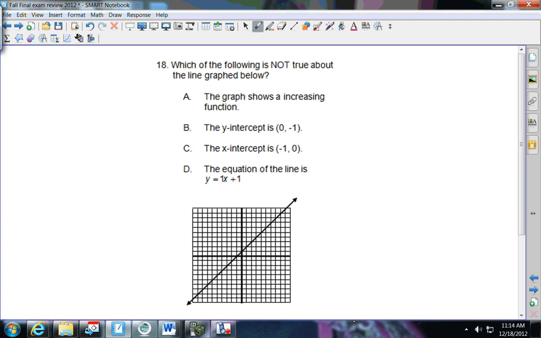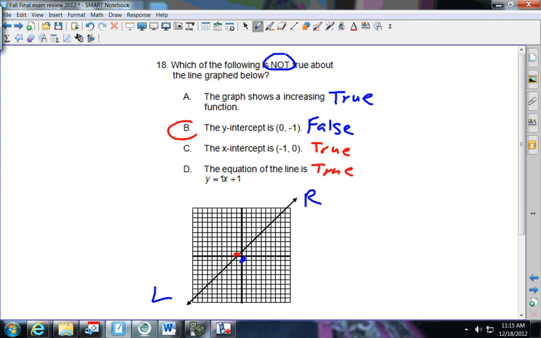Number 18. Which of the following is not true about the line graph below? Well, first it says the graph shows an increasing function. From left to right, the line is going up. It's increasing. This is true. It says the y-intercept is 0, negative 1. Is that the y-intercept? No. This one's false. It says the x-intercept is negative 1, 0. Yep, it's right there. This one's true. Okay, and then it has your equation, and this one is true as well. Your answer should have been B.